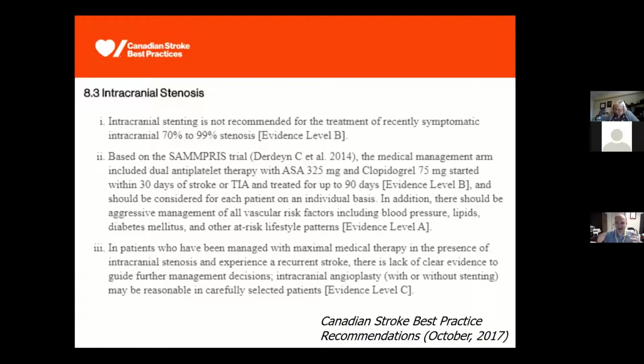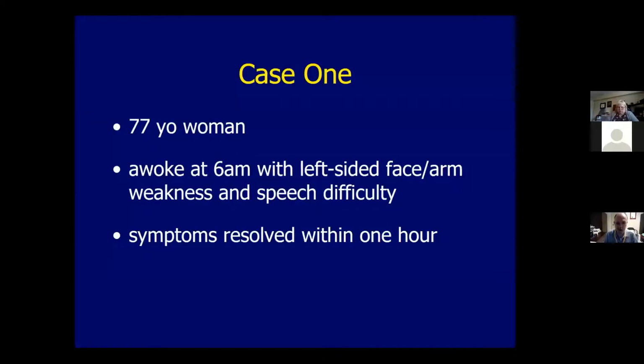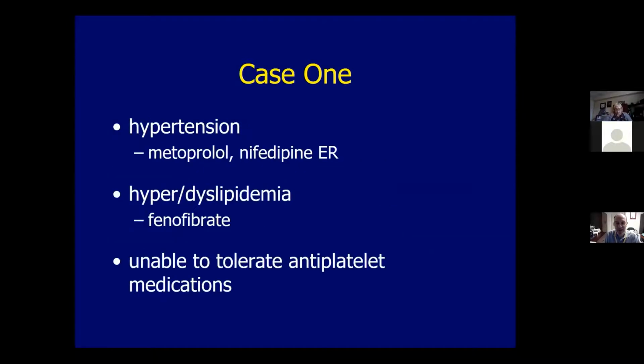Okay, we're going to continue our journey now out of the head and into the neck. For this, I do apologize, I use this case all the time. Maybe some of you have seen it before. It's an interesting case. It's a case of carotid artery disease. A 77-year-old woman who awoke with deficits. Her symptoms resolved within an hour. So technically, what she experienced would have been called a TIA.